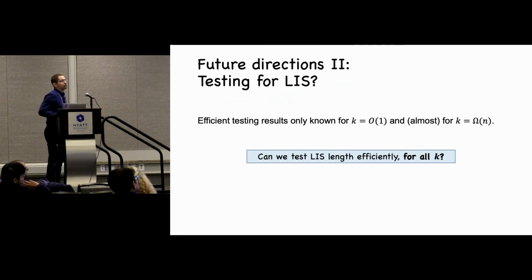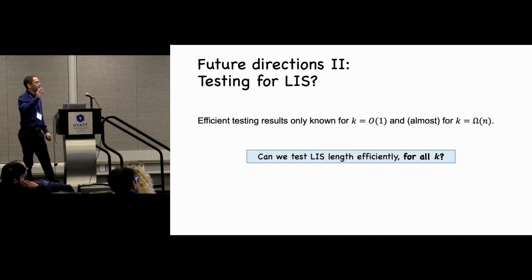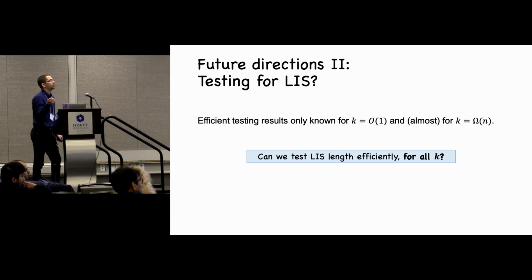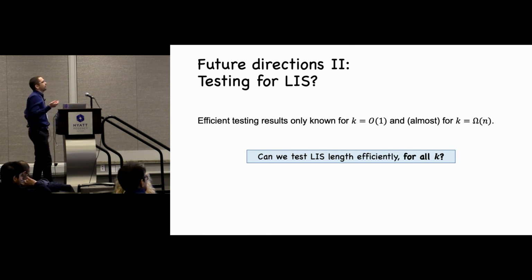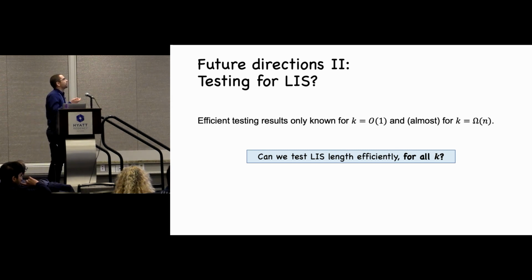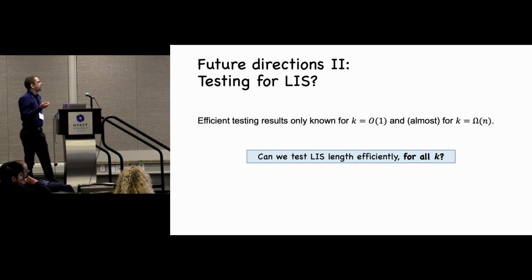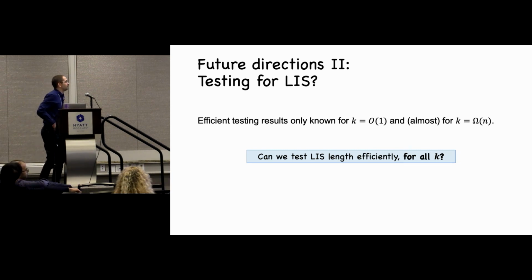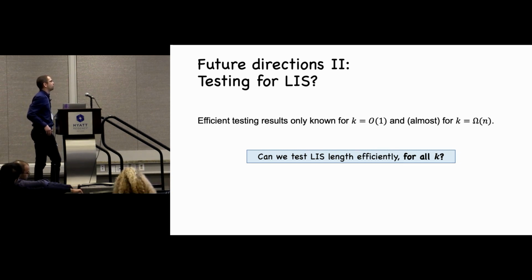Another direction: our problem assumes that k is a constant. We assume that we have many disjoint copies of increasing subsequences of length k, and this only makes sense when k is a constant. But we are still far from fully understanding how to approximate the LIS length in sublinear time, or how to test for it efficiently. So I think it's natural to understand what's going on when k is not a constant.